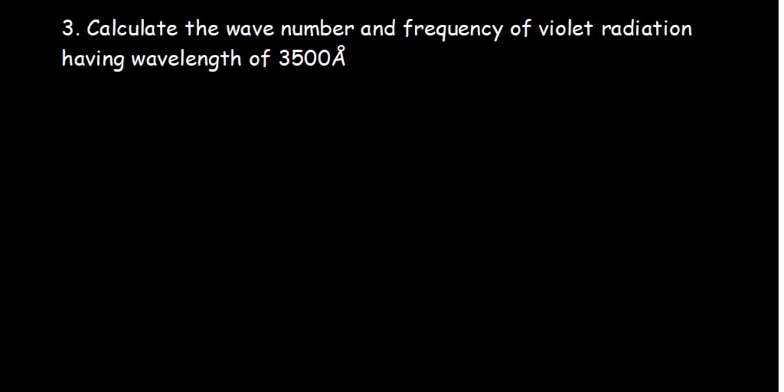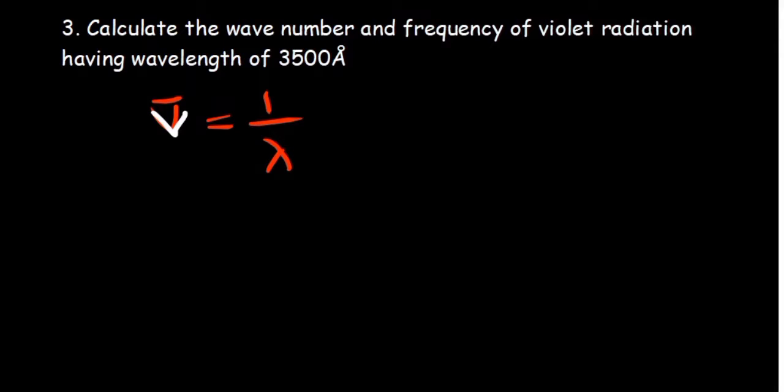The third question. Calculate the wave number and the frequency of a violet radiation having a wavelength of 3,500 angstroms. Okay, so what basically is a wave number? You need to know that a wave number is actually just 1 over the wavelength. So if you're given the wavelength, you're able to find the wave number.